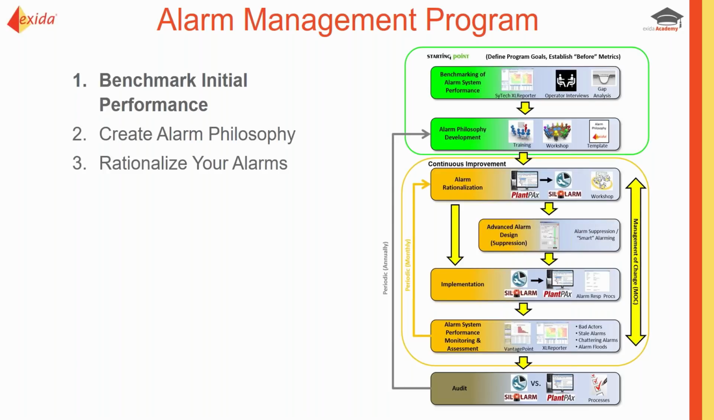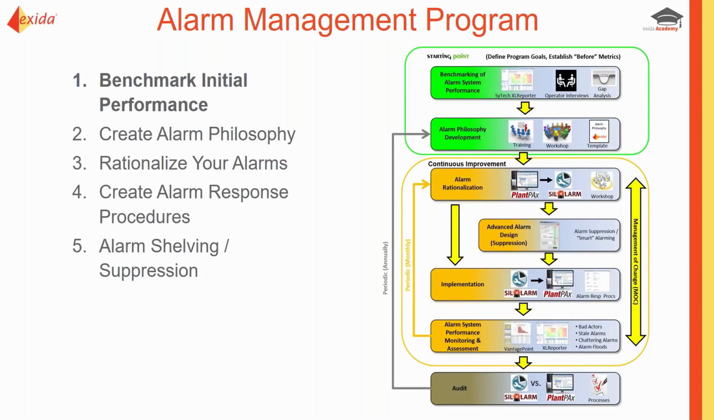That makes you ready to do alarm rationalization, which is deciding which alarms are truly warranted and need to be there. Then we create alarm response procedures from the results of rationalization. We may need to do advanced alarming and alarm suppression. We implement the results of rationalization. And then we also get into a continuous improvement program or mode where we're measuring the performance. Then we're doing the monitoring and assessment probably on a monthly basis, and you'll see that.